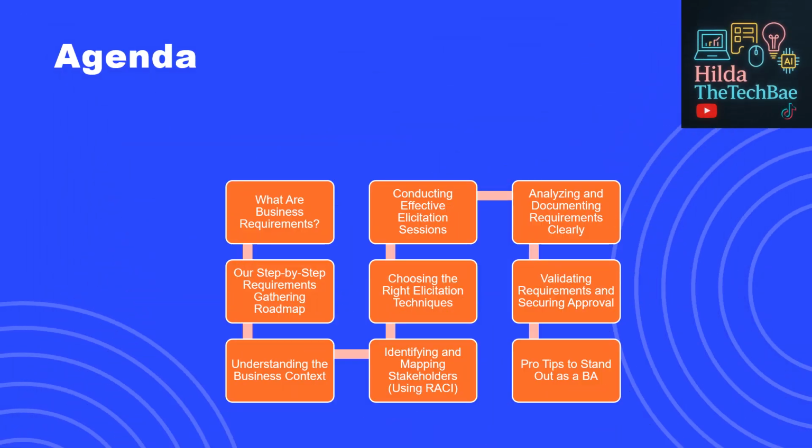Before we jump in, here's what I'll cover today. I'll start by defining what business requirements actually are, then I'll walk you through my step-by-step process for gathering them the right way. I'll talk about stakeholder mapping, picking the best techniques, running great sessions, and making sure you walk away with solid, validated requirements. Plus, I'll throw in some real-world tips to help you shine as a new business analyst.